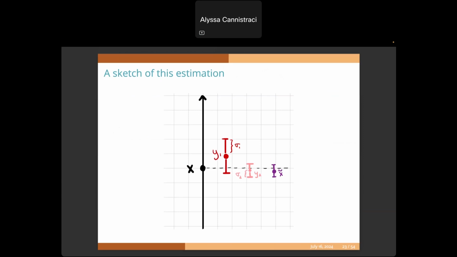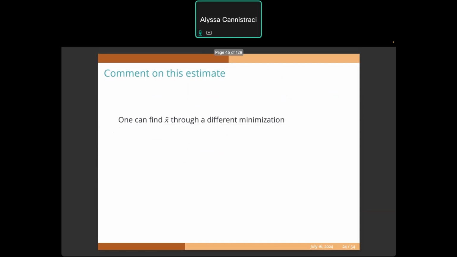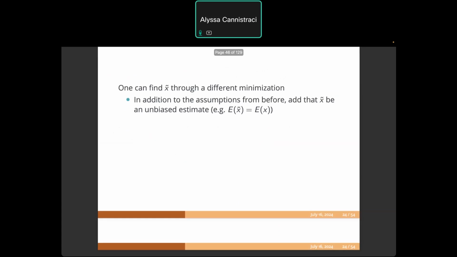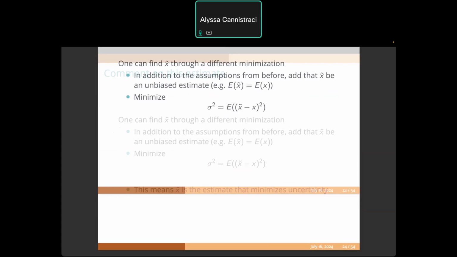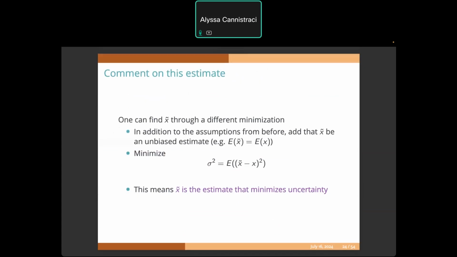And then I also wanted to point out, just to emphasize, that we're really finding the best possible estimate for this x-tilde. So you can actually find it through a different minimization. Before, we minimized a model data misfit. If we add to those statistical assumptions that x-tilde is an unbiased estimate, this means that on average it's going to be the same value as what we're looking for. It's the expected value of x. And then we can minimize the variance in the actual observation. So we can minimize this expectation value, and you will find the exact same weights A1 and A2, and we will see that we're actually finding the approximation of x with these weights that minimizes this uncertainty.